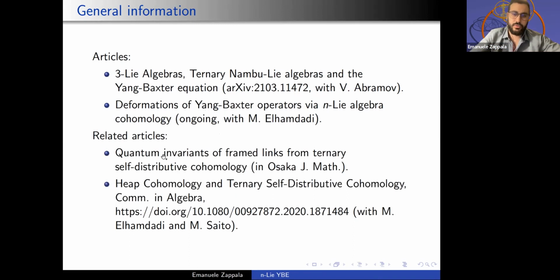But there are also a couple more articles that somehow constitute the backbone of the ideas of these two main ones. One is set to appear in the Osaka Journal of Mathematics, and another one already appeared in Communications in Algebra, with Mohammed Elhamdadi and Masahiko Saito.